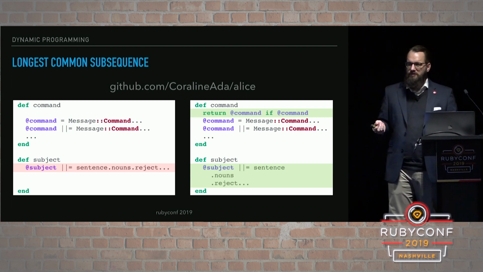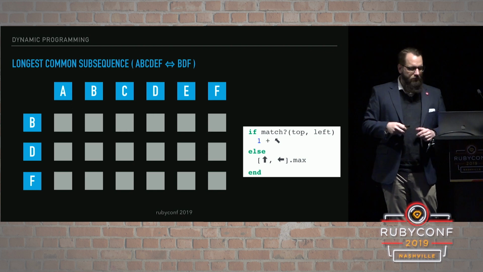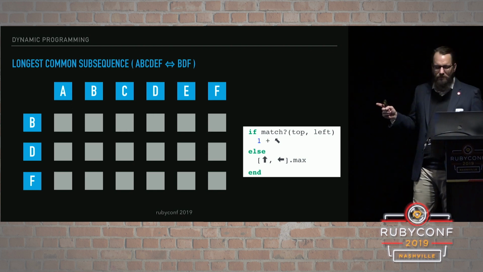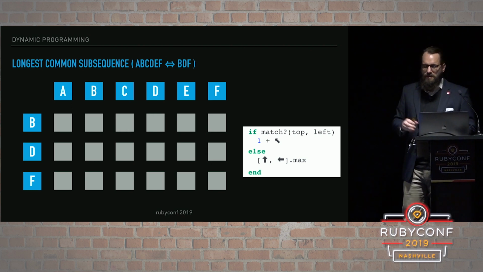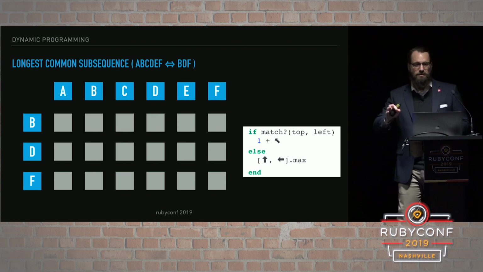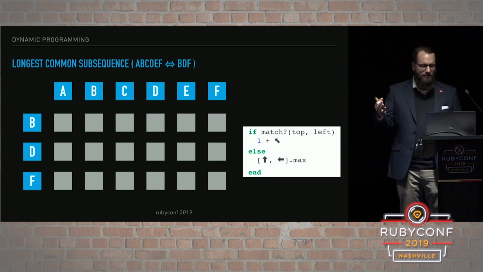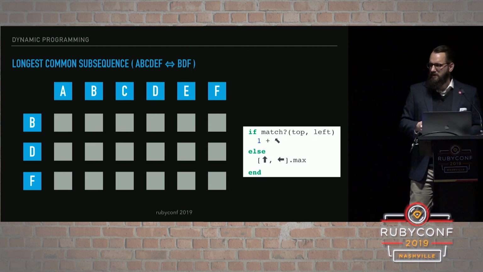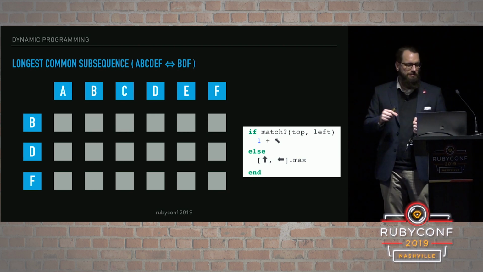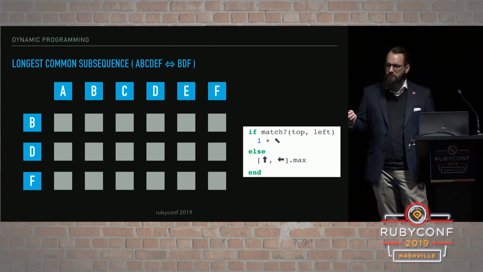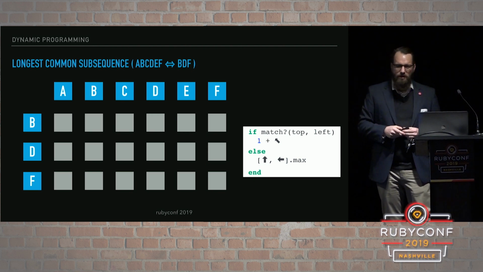So to calculate the longest common subsequence, we're going to take the example of A through F along with B, D, F. And the answer to this is really easy: B, D, F, 3, right? Each of the letters B, D, and F appear in that order in A, B, C, D, E, F. But we're going to use this example to illustrate how the algorithm works.